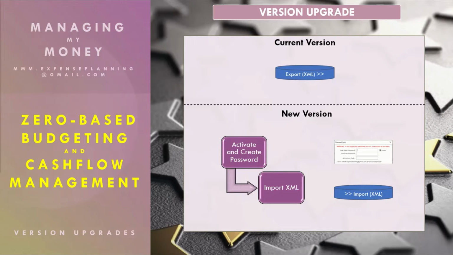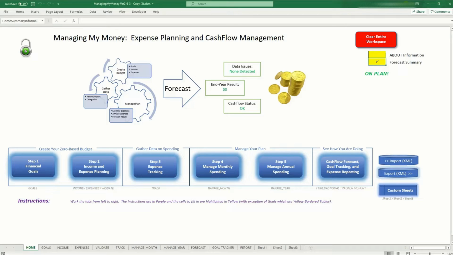Upgrading is a two-step process. In the current version, you'll export the XML and then close that version of the worksheet. Open the new version of the worksheet, activate it, create your password, and then import the XML. So let me give you a demonstration of the export process. Import is very similar, so we won't go over that.